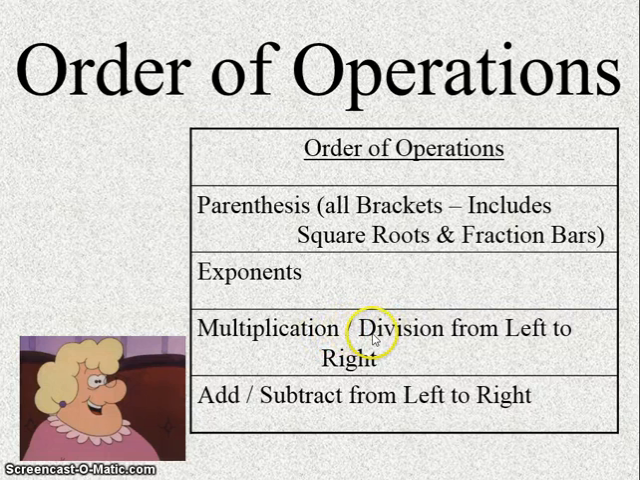Think about dividing by 2. Dividing by 2 is the same as taking half of something or multiplying by a half. So they are the same operation, so we have to do them from left to right. Afterwards, we'll add and subtract from left to right. And in our recent studies of integers, we know that adding a negative is the same as subtracting a positive. So they are similarly the same operation, so we do them from left to right.